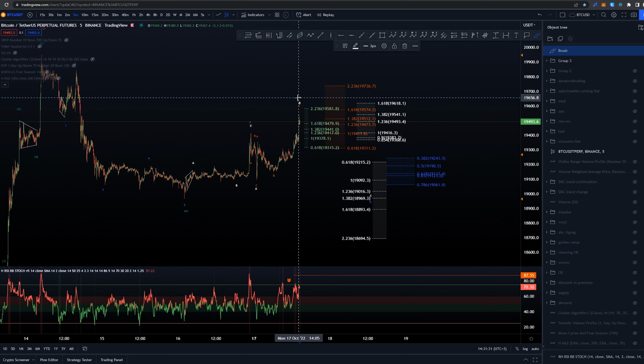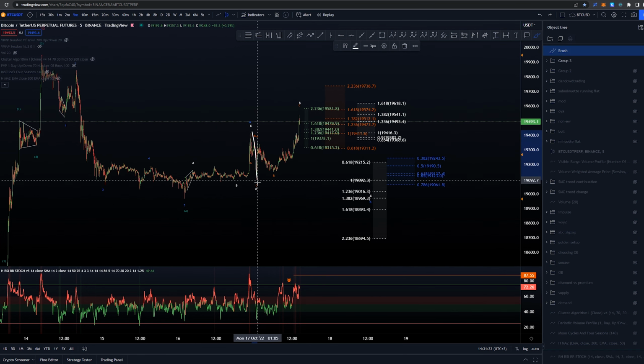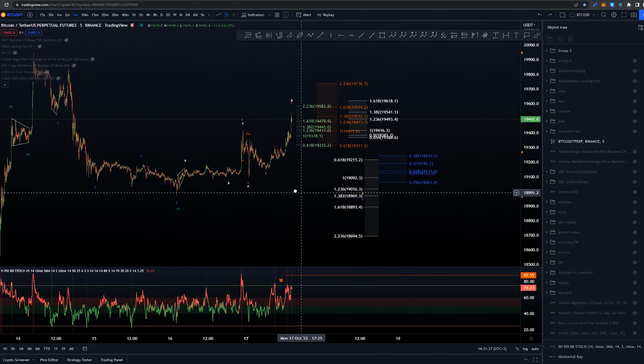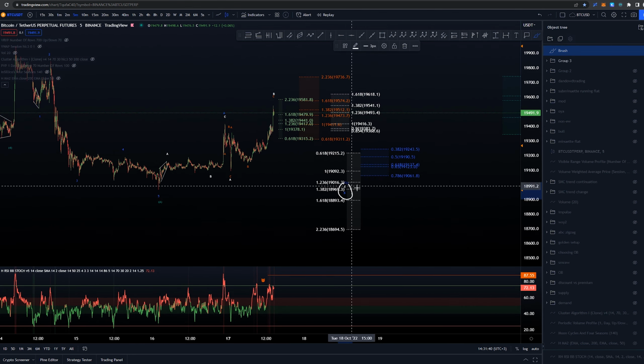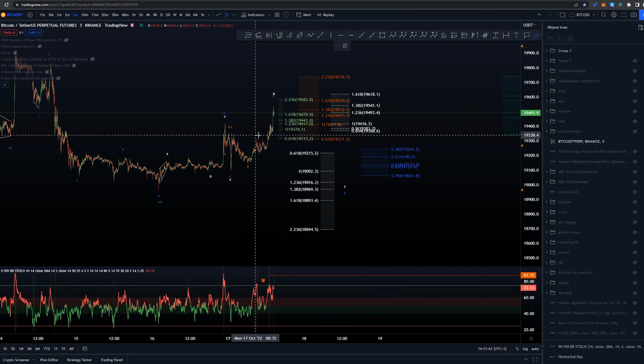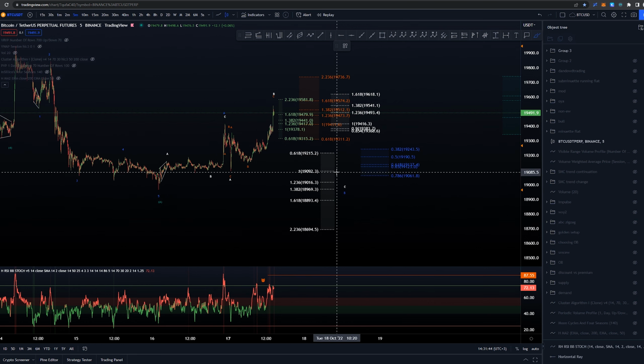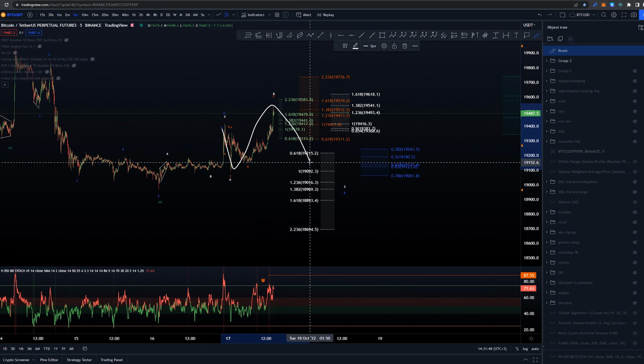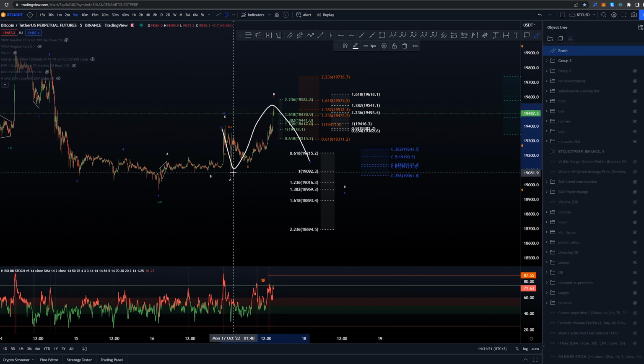Now that would end the wave B here of this AB, and the next thing that we would be looking for is a C wave, which I've labeled in here. Again, the expectation is that we would be getting at least beyond the A wave, otherwise this whole thing would be a running flat, which is a bit more rare than the expanded variety of it.